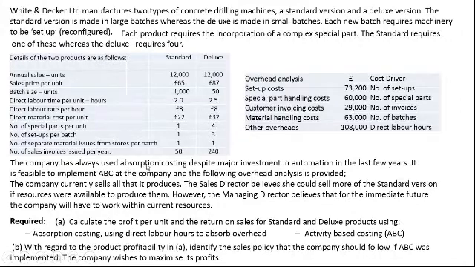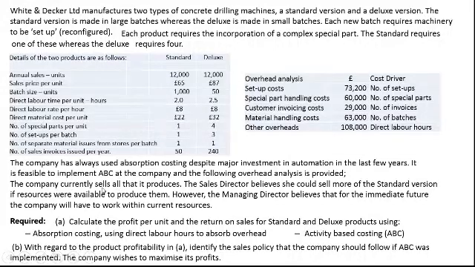The company has always used absorption costing despite major investment in automation in the last few years. It is feasible to implement ABC at the company, and the following overhead analysis is provided. Now that's the analysis that we have got here, and we have this information. So these two sets of information we have, and we will see whether from all this information we can carry out activity-based costing or not.